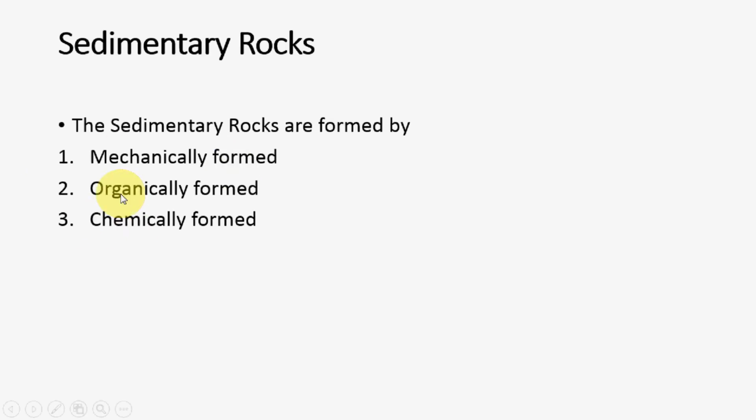Now, the second option is organically formed sedimentary rocks. You know that when plants and animals die, their remains are buried under the sediments. Once they are buried, due to heat and pressure from the overlying layers, their composition undergoes a change, and it usually takes a lot of time. It does not happen in just one or two days. It may take millions of years. When this change takes place, various kinds of other sedimentary rocks get created.